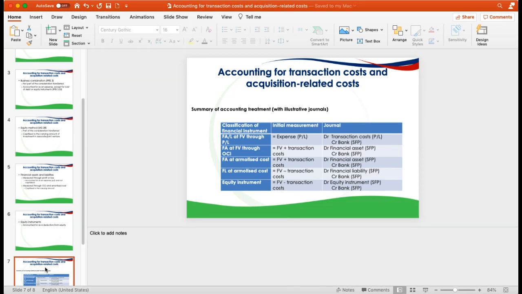Now, for financial liabilities measured at amortized cost, the journal entries would be to debit the financial liability with the amount of the transaction cost as we are capitalizing it against the carrying amount, and then credit the bank, assuming the transaction costs were a cash transaction. Lastly, for equity instruments, the journal entries would be to debit the equity instrument with the amount of the transaction cost as we are capitalizing it against the proceeds from the issue of the equity instrument, and then credit the bank, assuming the transaction costs were a cash transaction.